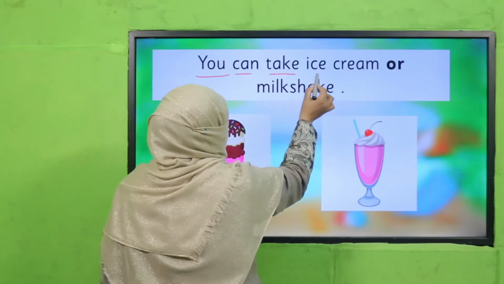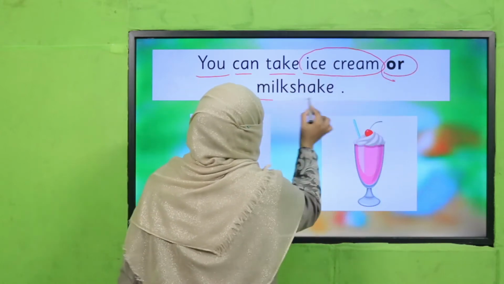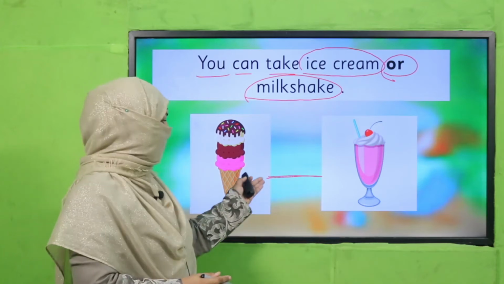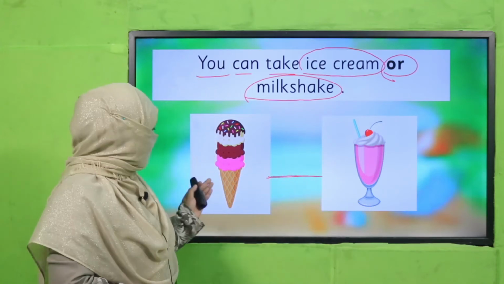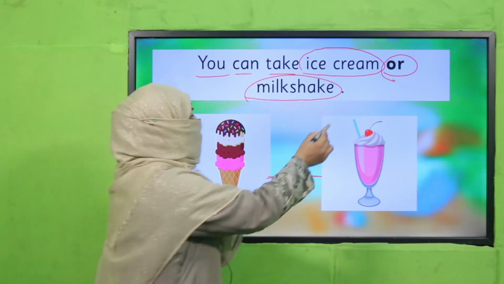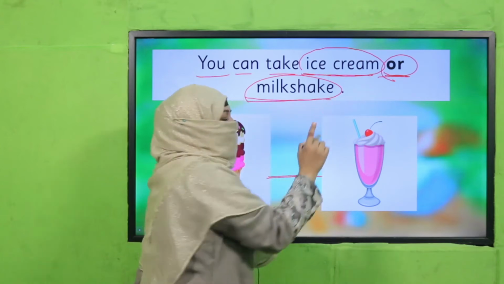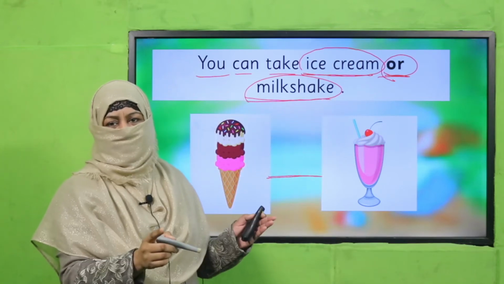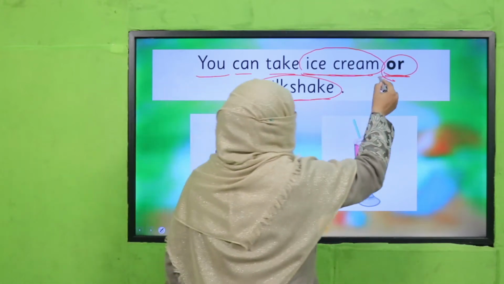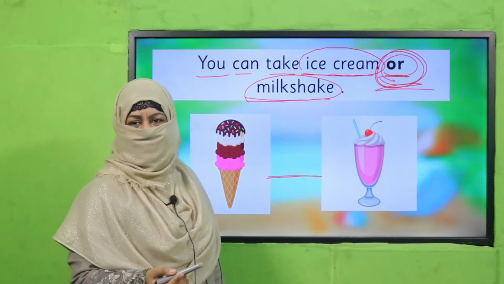You can take ice cream or milkshake. Now you have two options, so you can go for one. They are alternates. One is ice cream, the other is milkshake. You want to go for one. So what would you like to have? You can take ice cream or milkshake. You have one option, they are alternates, right? So this is how we use the conjunction or to show options as alternates.